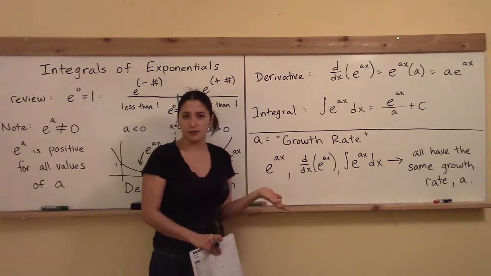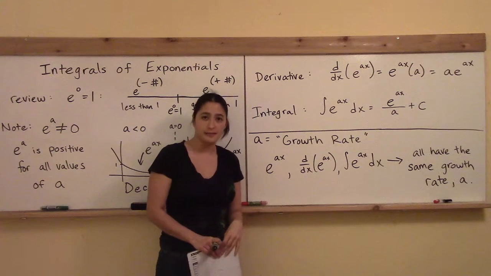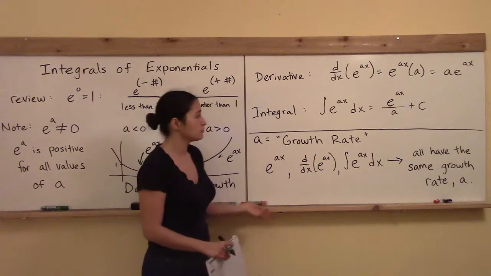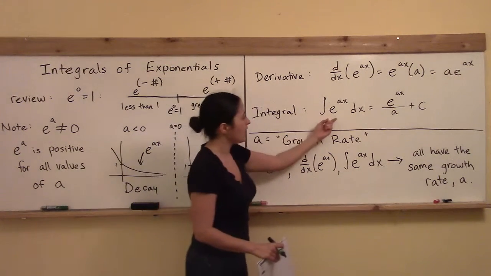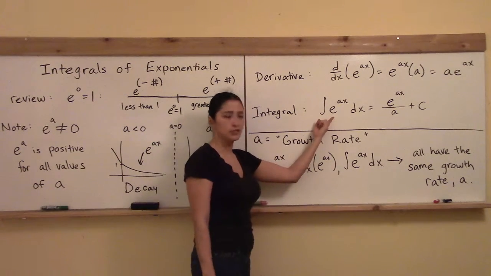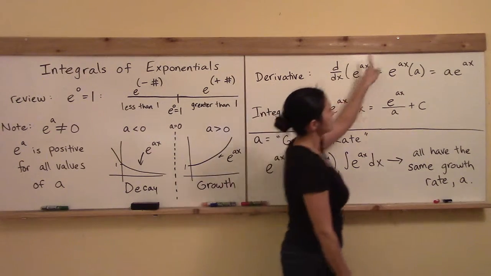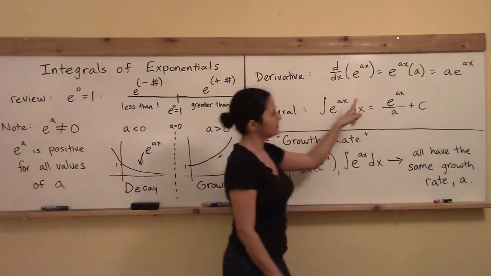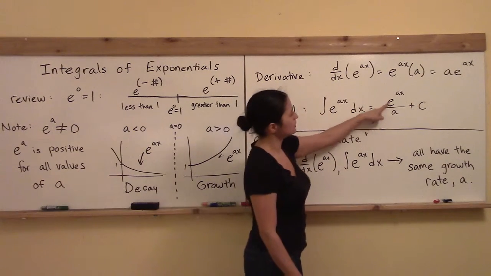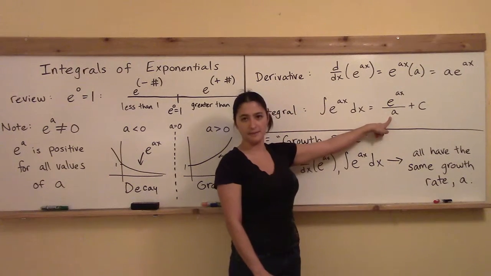Now what do you think the integral is going to be? Remember, the integral, the antiderivative, is the opposite of the derivative. So if I have to integrate this function e to the ax, since the derivative of e to the ax is a e to the ax, the integral should be e to the ax divided by a.